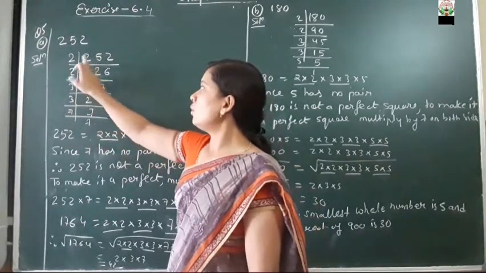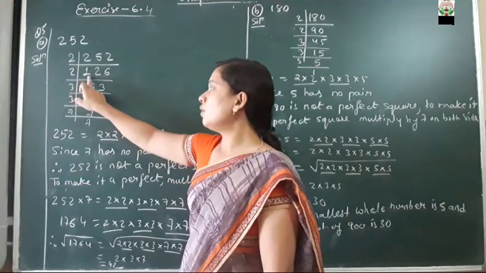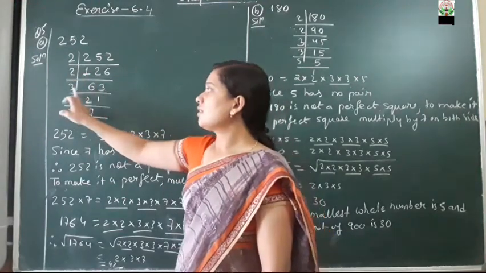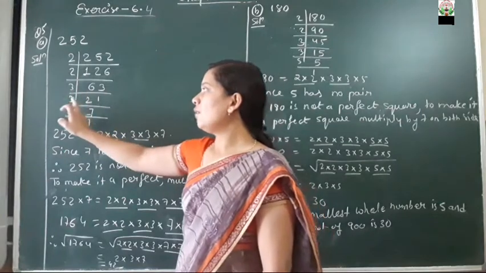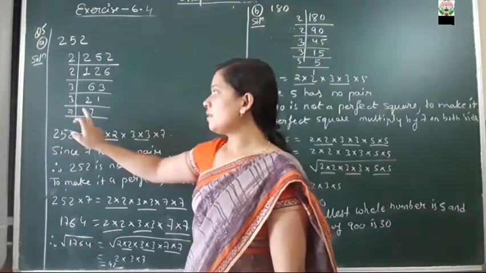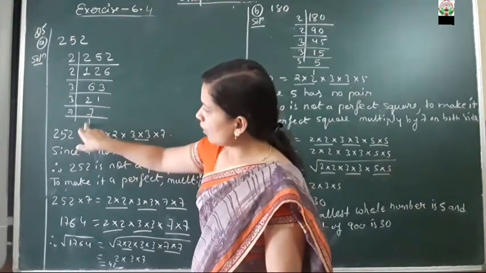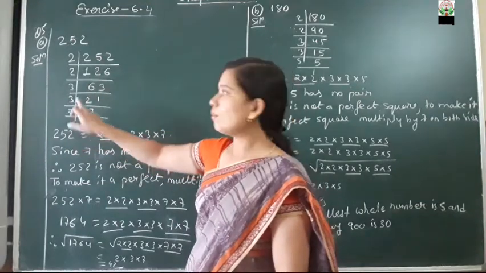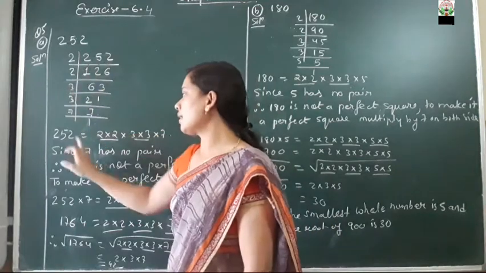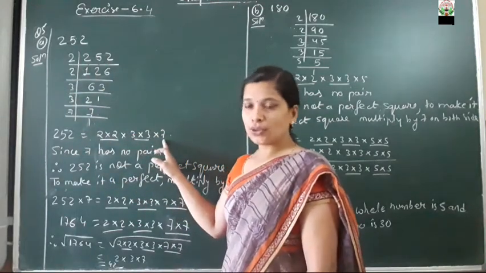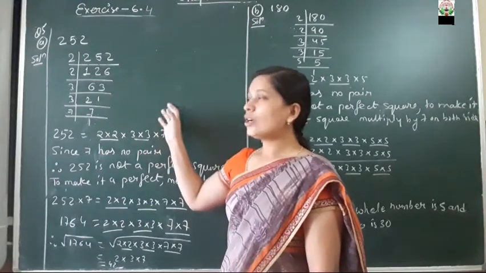So 252 comes in the table of 2, 126 comes in the table of 2, 63 comes in the table of 3, 21 comes in the table of 3, 7 comes in the table of 7, 1 time. Okay, so here we got the factors of the number. So 252 factors are 2 into 2 into 3 into 3 into 7. As I told you that 252 is not a perfect square.